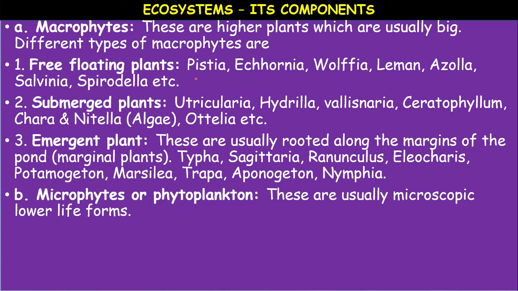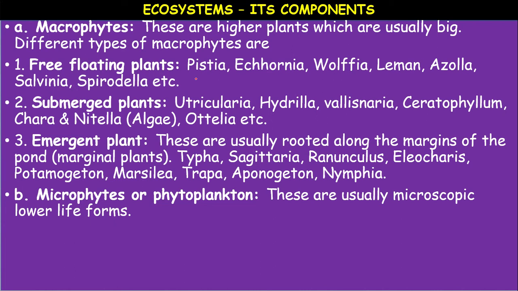Example: Utricularia, it is an insectivorous plant. Hydrilla, Vallisneria, Ceratophyllum, Chara, Nitella, these two are algae. Utricularia and the others, these are all the plants which are submerged.